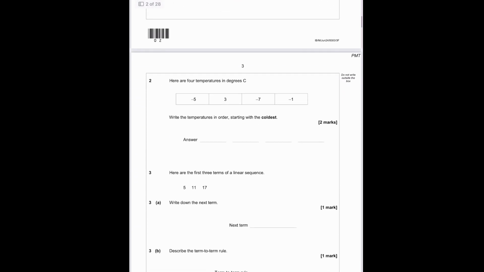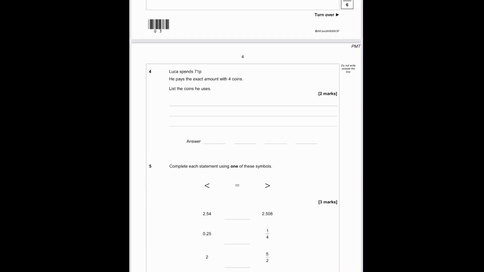Here are 4 temperatures in degrees centigrade. Write the temperatures in order, starting with the coldest. So that's -7, -5, -1 and 3. Here are the first 3 terms of a linear sequence. Write down the next term. So if we look, we are adding 6 each time. So 17 add 6 gives me 23. Describe the term-to-term rule. That is going to be add 6.